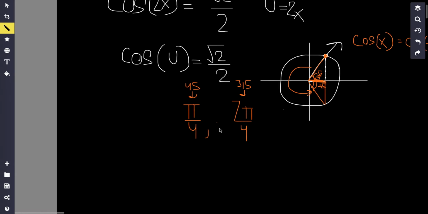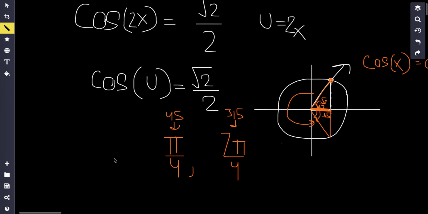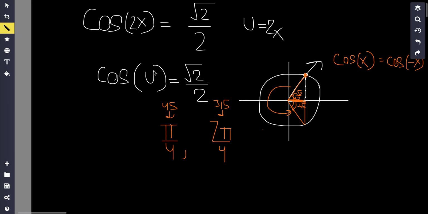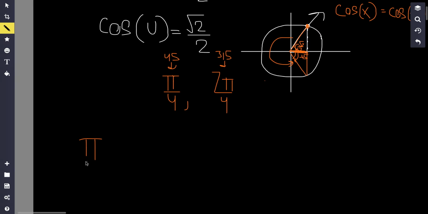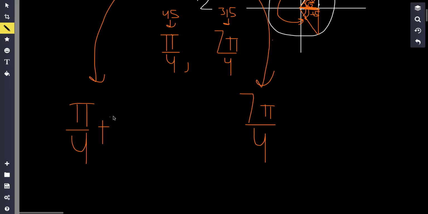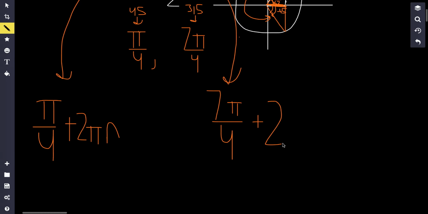So we have two cases here. We can either have u, which is in this case our answer, be equal to pi over 4, or we can have our angle be equal to 7 pi over 4. It's important to know that we have to put a plus 2 pi n at the end of these.